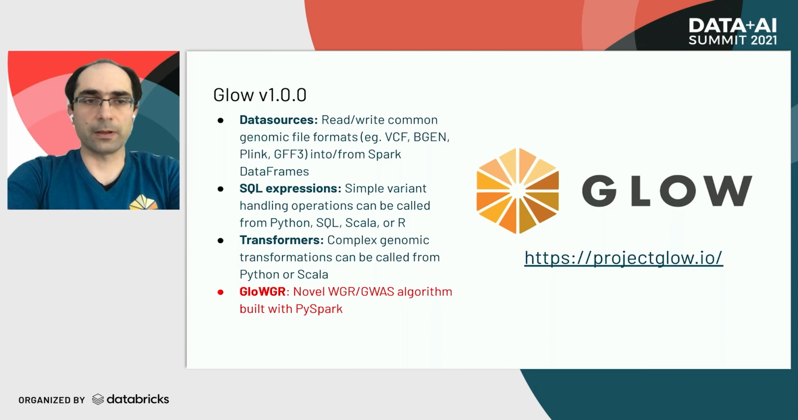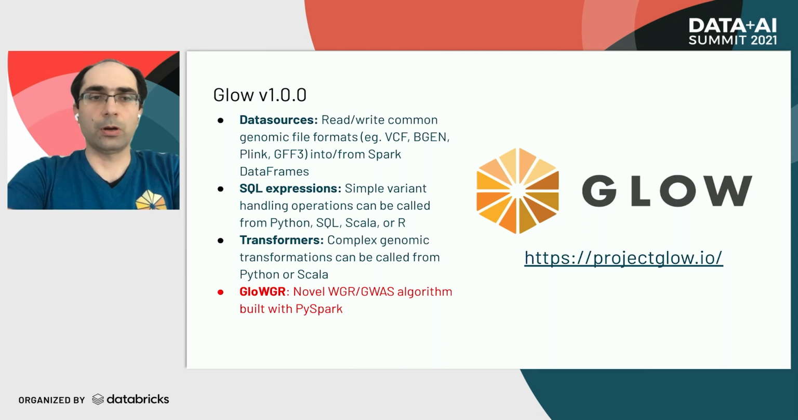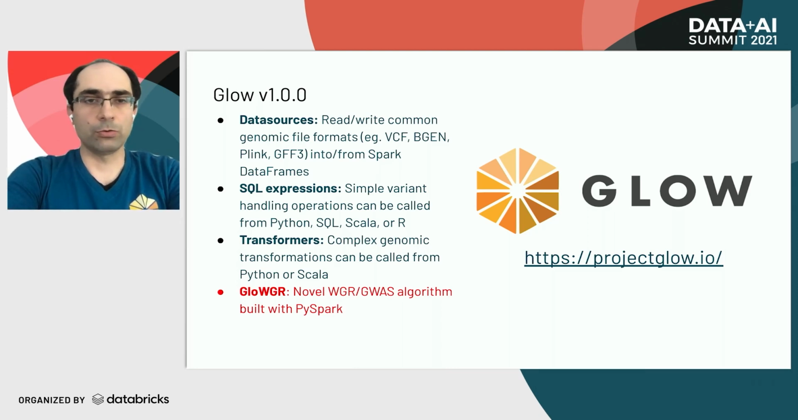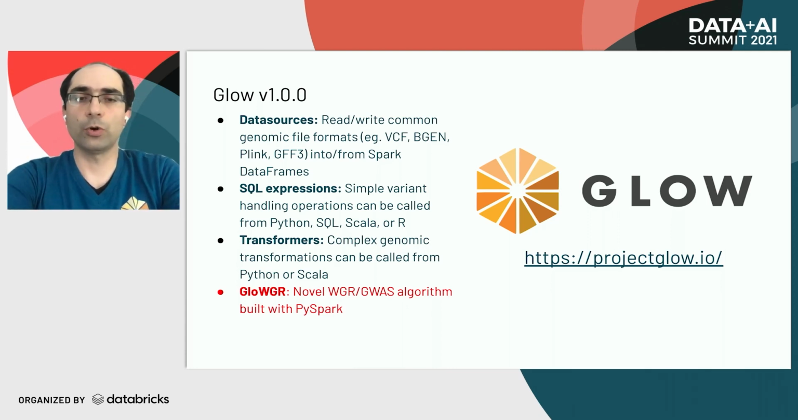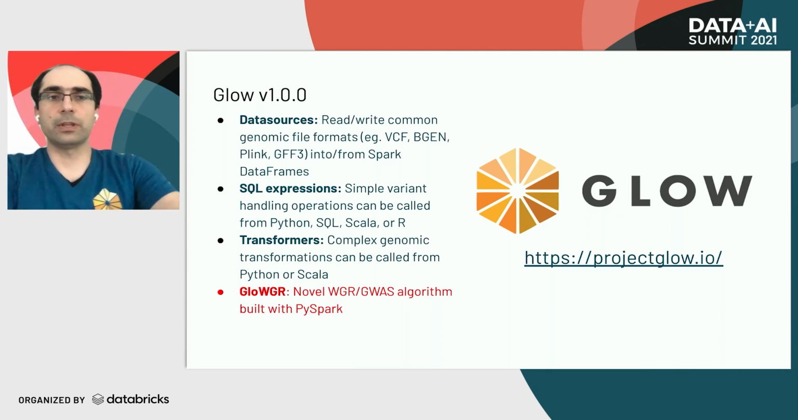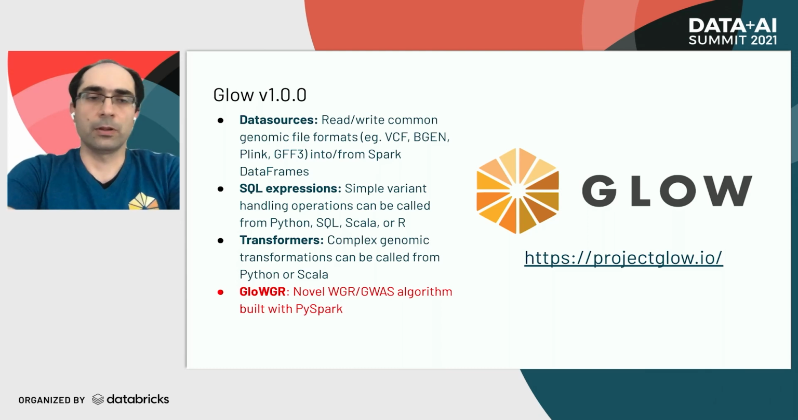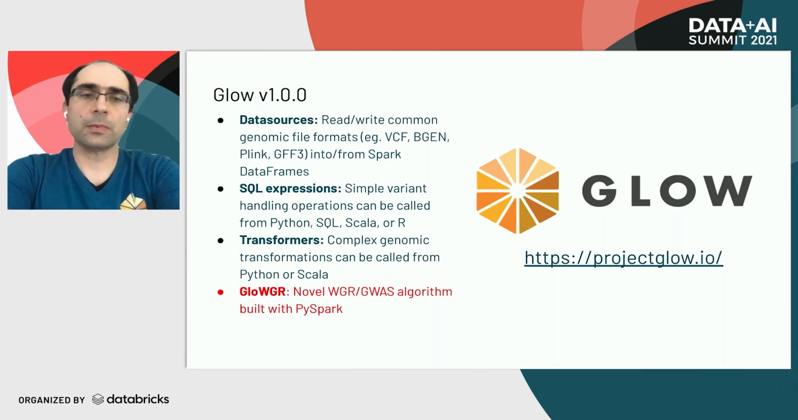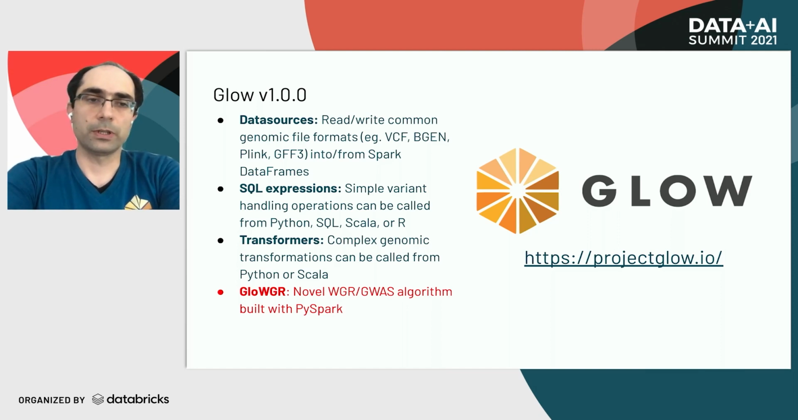We have developed, as Karen mentioned, SQL expressions that do variant handling operations in several languages, including Python, which is the most popular one. We can do variant quality control, a lot of different manipulations that are customary in genomic workloads. We have another concept called transformers to do more complex genomic transformations, like splitting multi-allelic variants for those who are familiar with the bioinformatics world, or doing normalizations on variants. The difference of these with the SQL expressions is that they usually need some type of a state across the whole data frame, and that is what we do using these transformers.